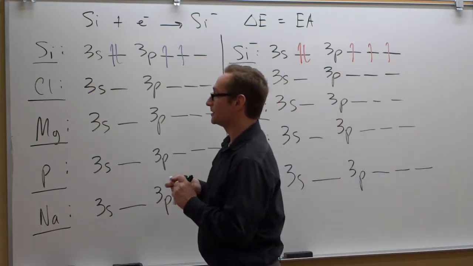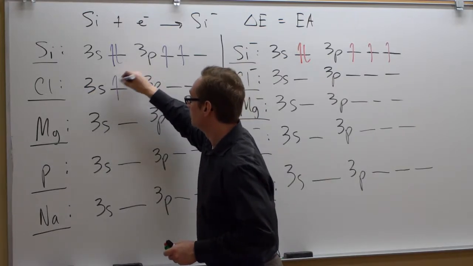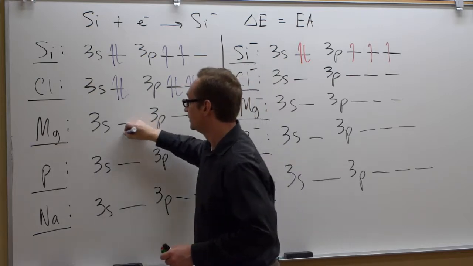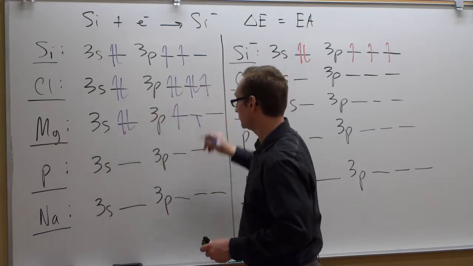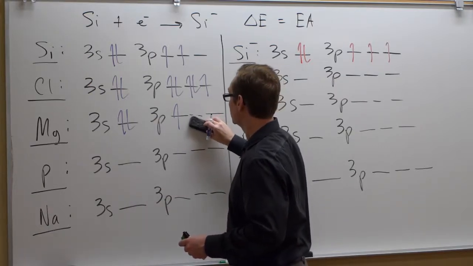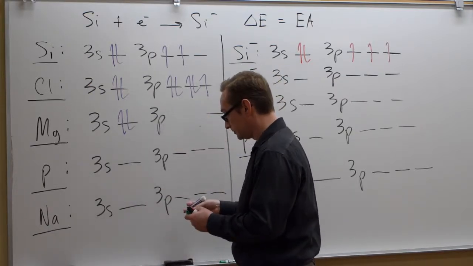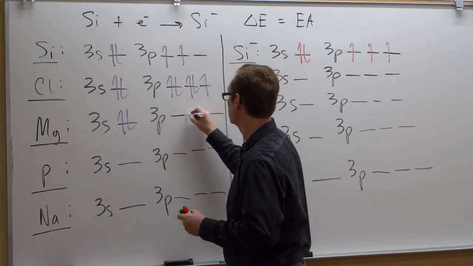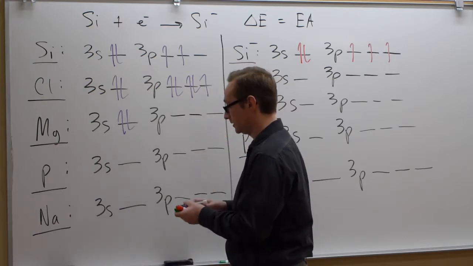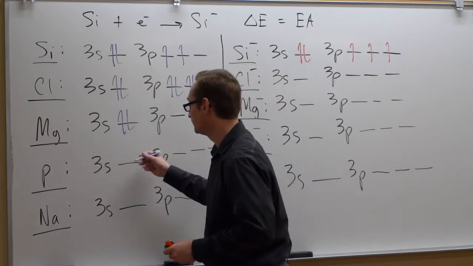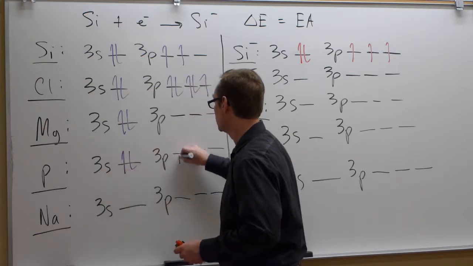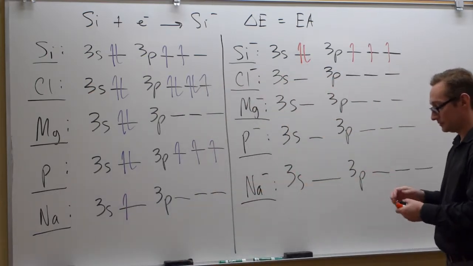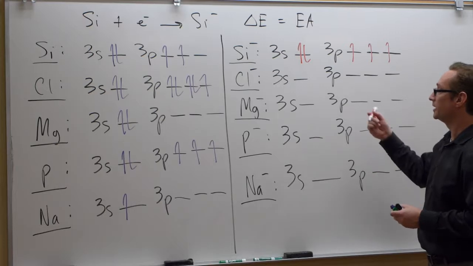All right, let's just do all the neutral atoms here. Oops, this is magnesium. Getting kind of happy with electrons here. So there's our neutrals. Here are our negative versions.